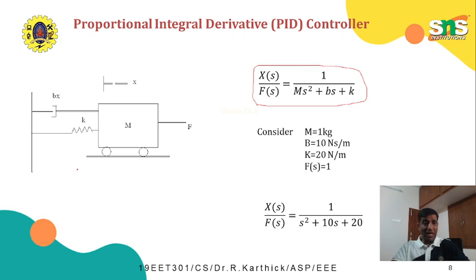Now this is a mechanical system, and when you substitute all these values, this is the modified transfer function that we are going to consider as a case. Now for this system, in order to improve its performance in terms of time domain specifications, what is the role of your PID control? That is what we are going to discuss as a case.